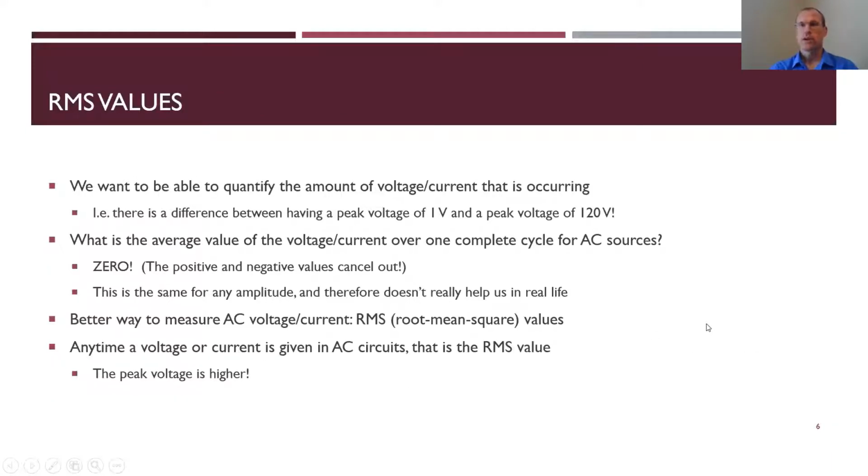Now in terms of AC sources, when we deal with DC sources, everything's kind of nice because everything's a constant. I have a constant voltage, gives me a constant current. Everything's just one number. Problem with alternating current is I don't have just one number, things are changing, generally changing sinusoidally. And so I want to be able to quantify the amount of voltage or current that I have. The circuit with 1 volt in it is much different than the circuit with 120 volts. So I want to have that differentiated.